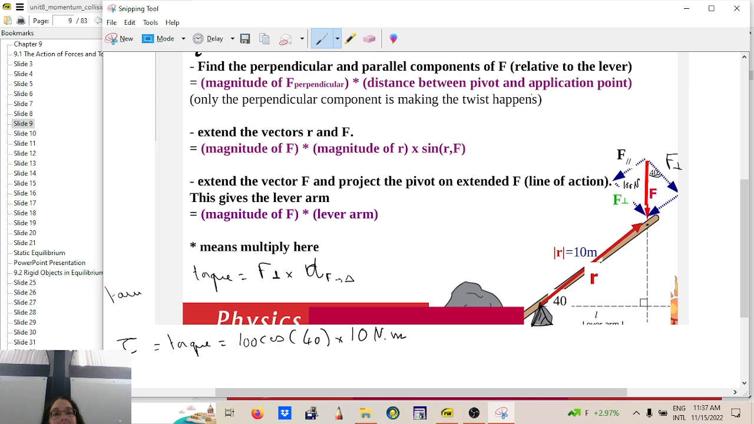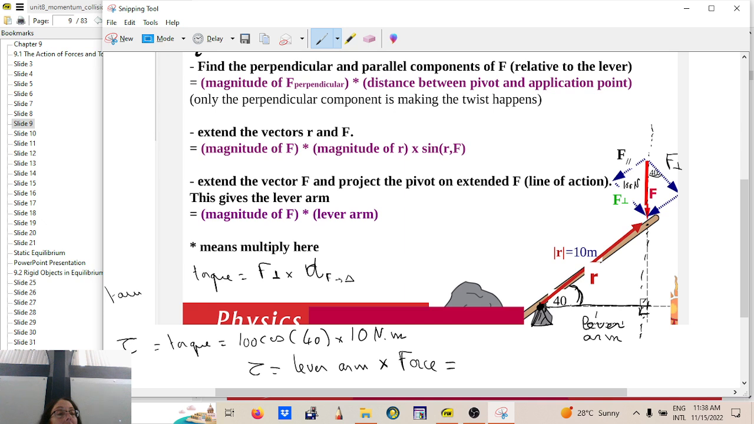Now, the other way that you might learn from your book, you extend the line of the force, right? And then you take your axis of rotation and you project here. That distance here is called the lever arm. So if you do mechanical engineering, you're going to learn about the lever arm. So you extend the line of action, as it's called, and you project here, it's going to be the lever arm. So I'm going to say the torque equals the lever arm times the force. So let's see if it works.